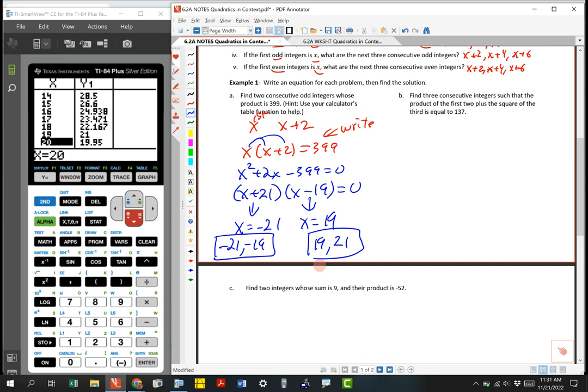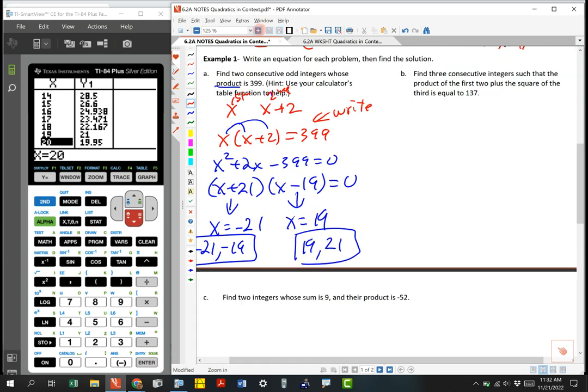Mason. Where'd you derive the x times x plus 2 equals 399 from? Oh, because the x plus 2 is the second? Okay, I get it. Okay, any other questions? No. Okay, let's take a look at the next one. The next one is a little different.